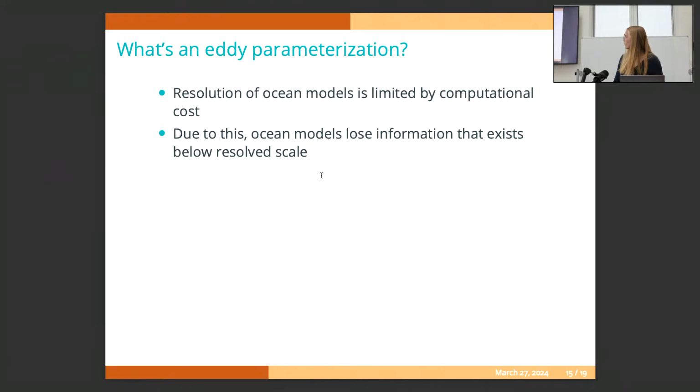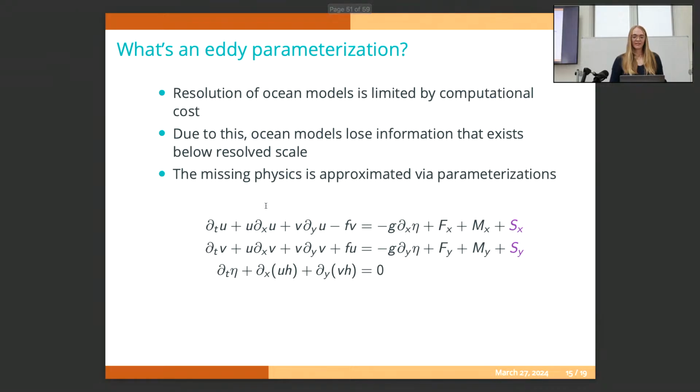You might have heard this term. I think Patrick mentioned it. They're basically just physics that exists below your resolved scale that you don't resolve in your ocean model. And so the way that we work around this to keep our predictions of, say, ocean circulation accurate is we implement something called a parameterization.